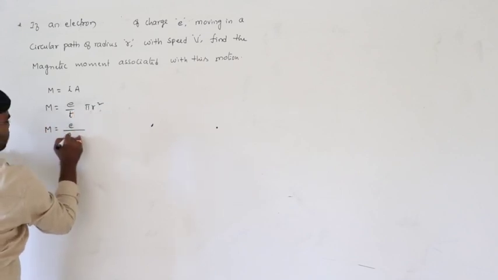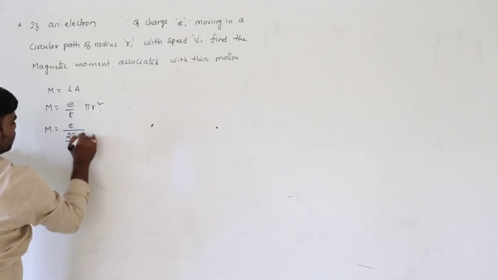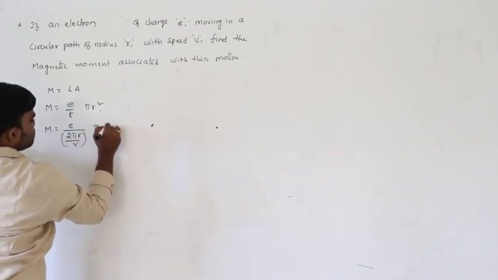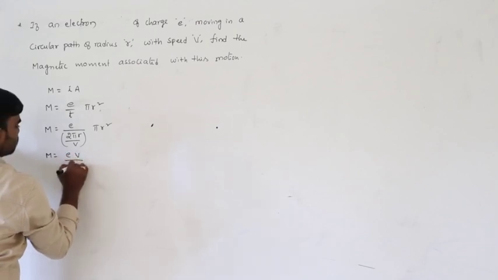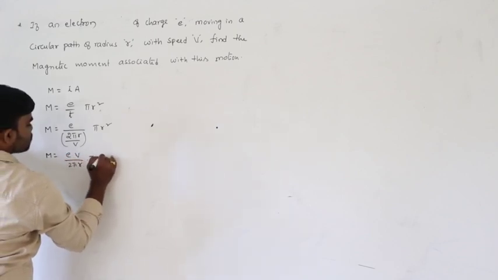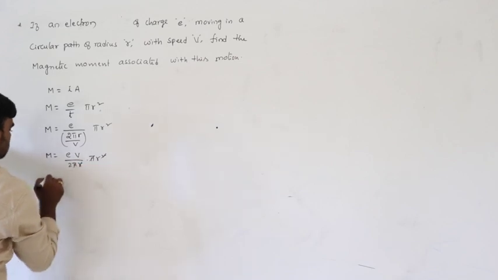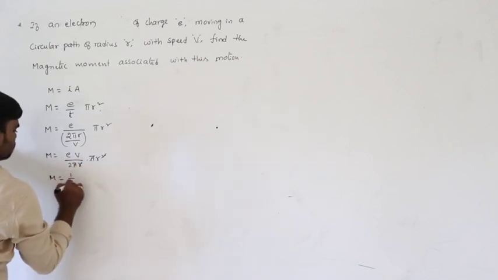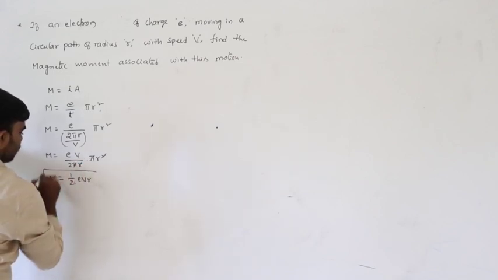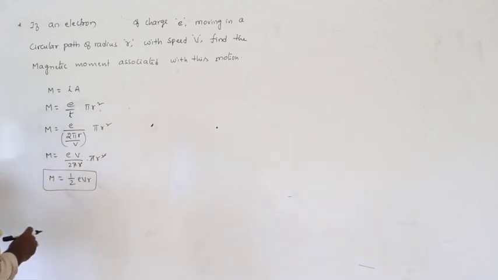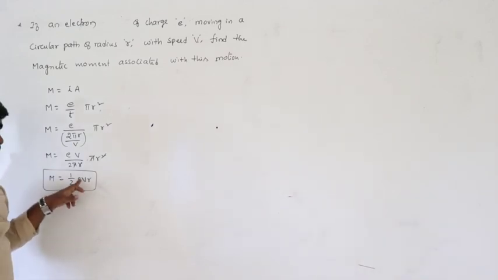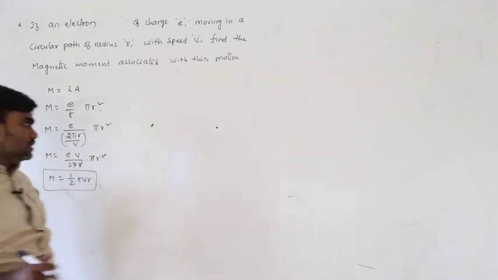e by T can be written as ev by 2 pi r again, so that is into pi r square. M is equal to ev by 2 pi r into pi r square; r cancels, pi cancels. M is equal to half evr. So the magnetic moment is equal to half evr, where e is the charge of the electron, v is the speed of the charged particle, and r is the radius.